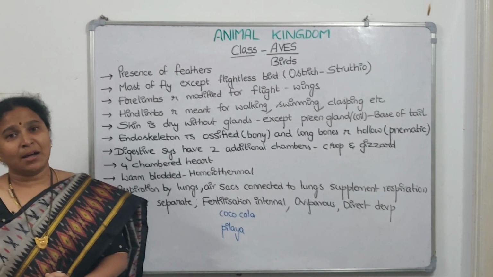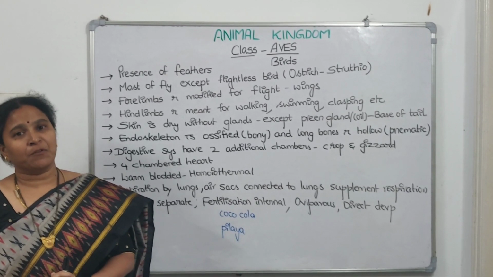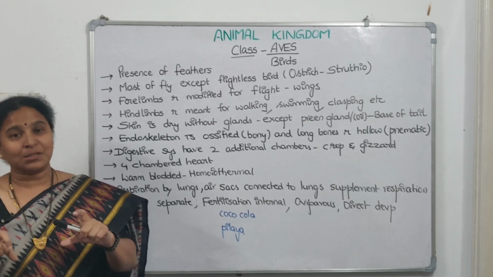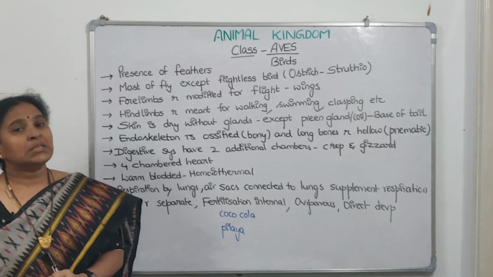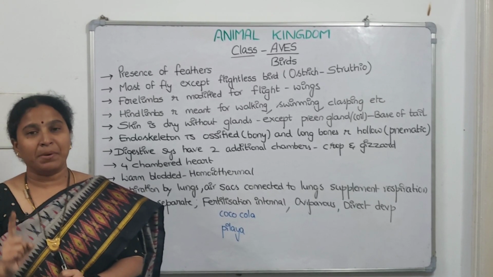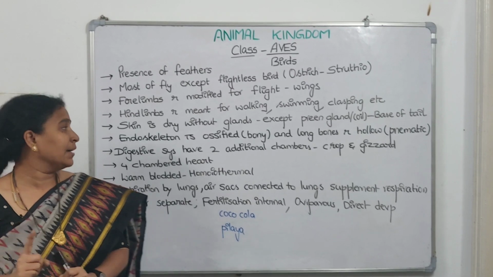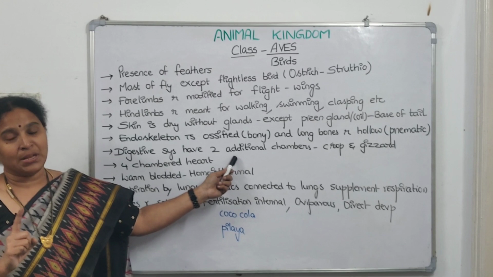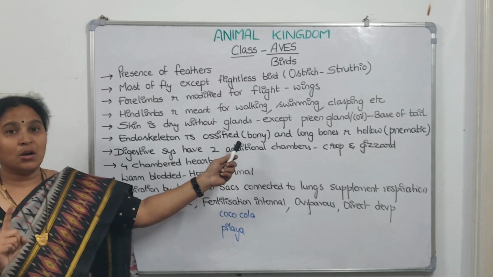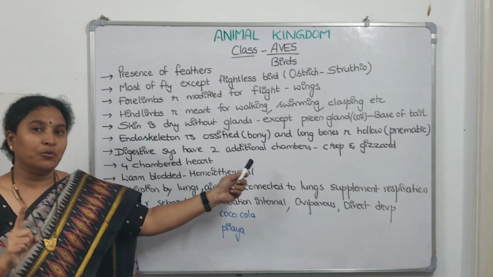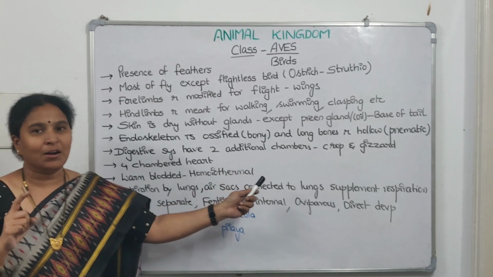The forelimbs are modified into wings, which are meant for flying, and the hind limbs are for walking, swimming, and clasping tree branches. Skin is dry without any glands. It has only one gland at the base of the tail, which is called the oil gland. The endoskeleton is ossified. Its skeleton is bony, but the long bones are hollow. They have air cavities. They are called pneumatic bones, which help them feel light so that they can fly.